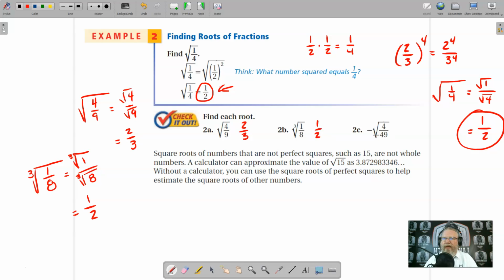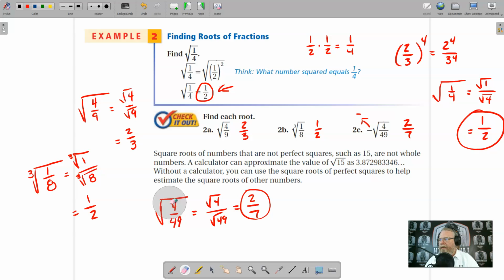On the next one, we have the opposite of the square root of 4 over 49. So let's forget about the negative for a while. Just put the negative over to the side. Then let's take root 4 over 49, and change that to root 4 over root 49. Now let's simplify this. Square root of 4 is 2. Square root of 49 is 7. Therefore, the answer would be negative 2 over 7.